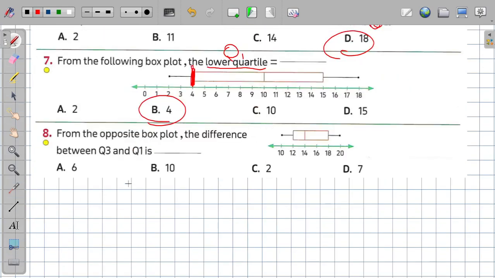The last one with us today, I have this box plot and I want the difference between Q3 and Q1. So where is Q3 and where is Q1? First, this is the minimum one, so I have 10. This is Q1, so I have 12. The median here is 14. The third quartile is 18, so Q3 is 18. And the maximum number here is 20. So I think we will subtract. So 18 minus 12 equals 6. So I will choose A.